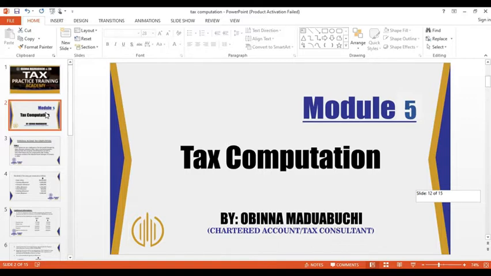We have companies income tax computation. We have VAT computation. We have withholding tax computation.